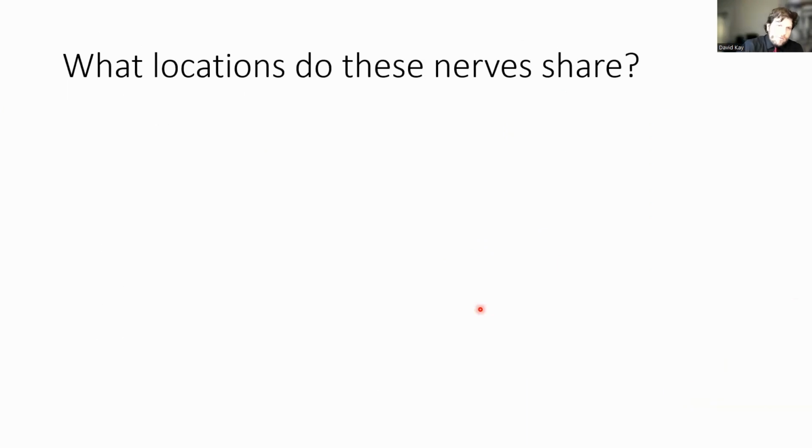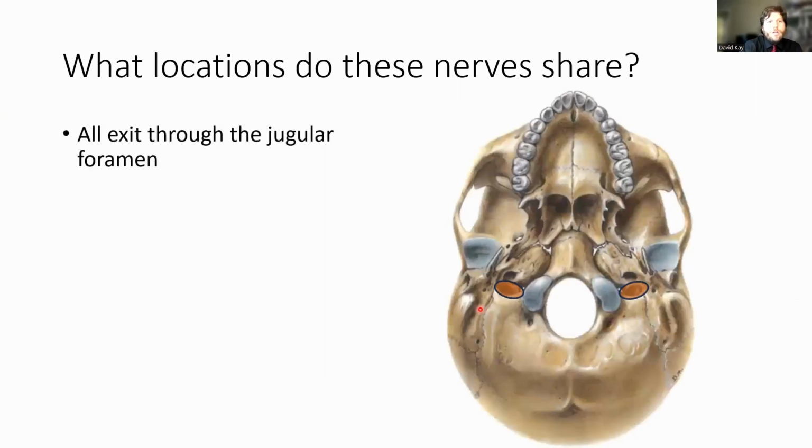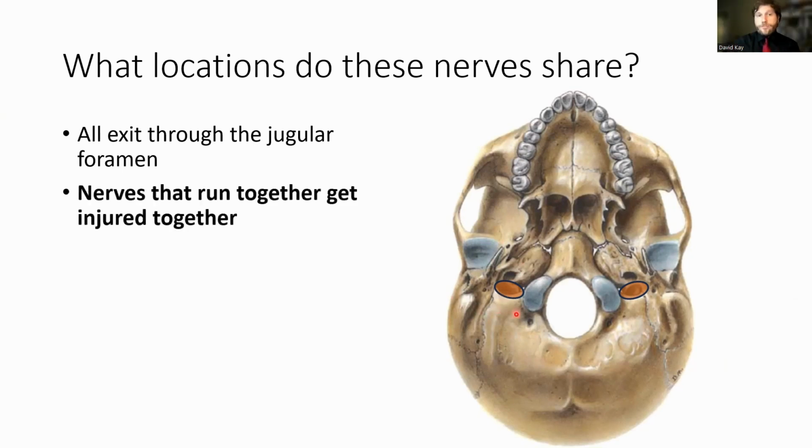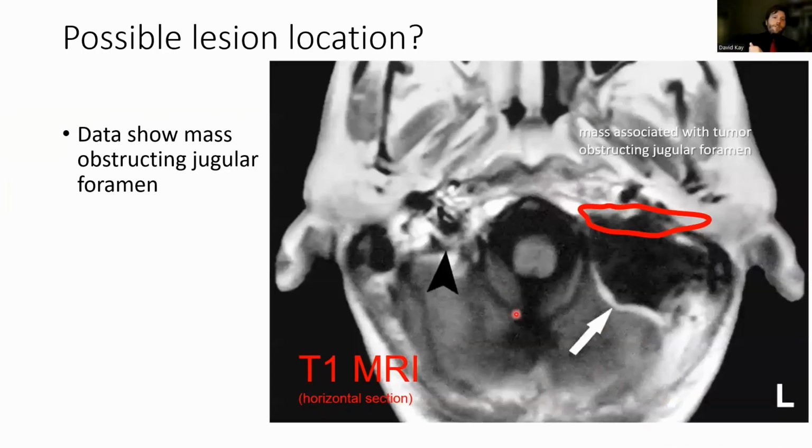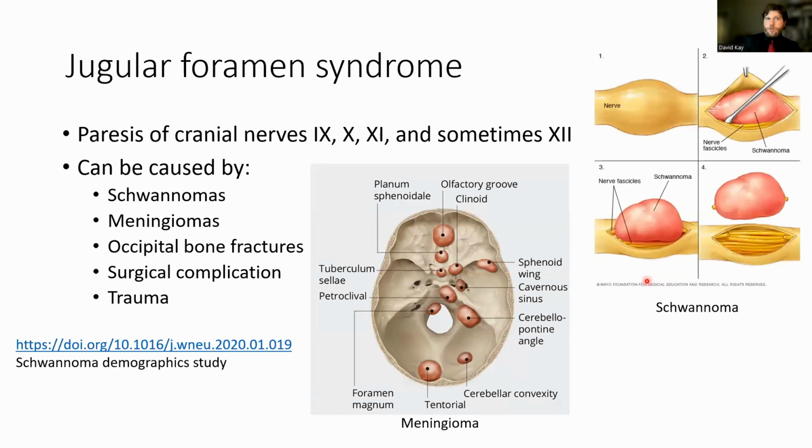So the question is, do these nerves have a shared location? Because then we could just know where to look. And they do. All these nerves exit through the jugular foramen. Remember, nerves that run together get injured together. So what you can do is go in and try to image that area to investigate and see if you have a lesion. Now, this is just an example, and it captures what you can have, where on one side you can see the jugular foramen, and on the left side you can't because there's a giant mass that's obstructing the jugular foramen. So what our patient is experiencing is something called jugular foramen syndrome.